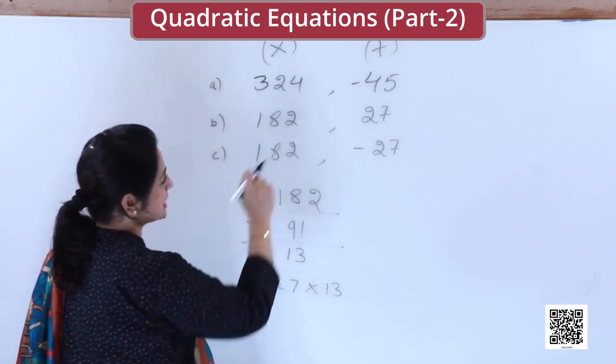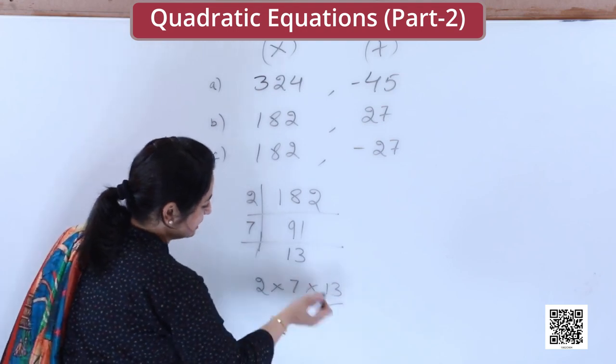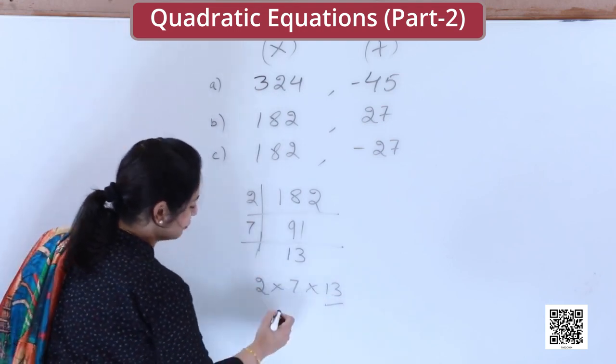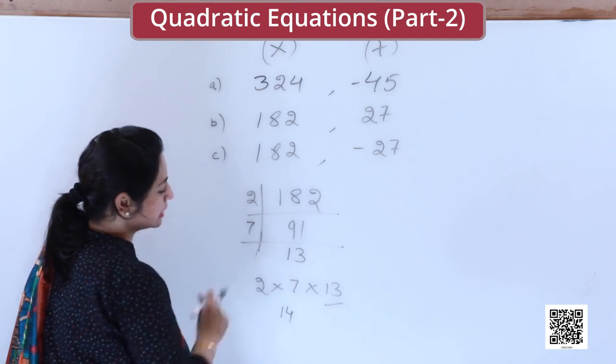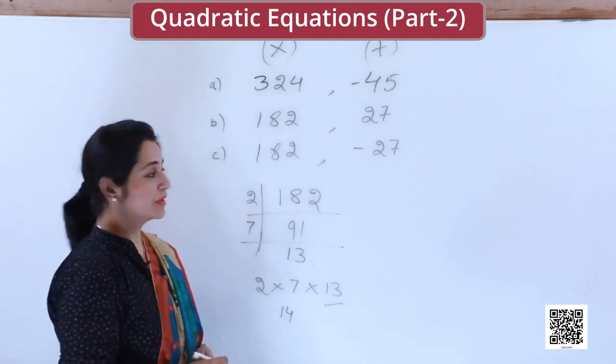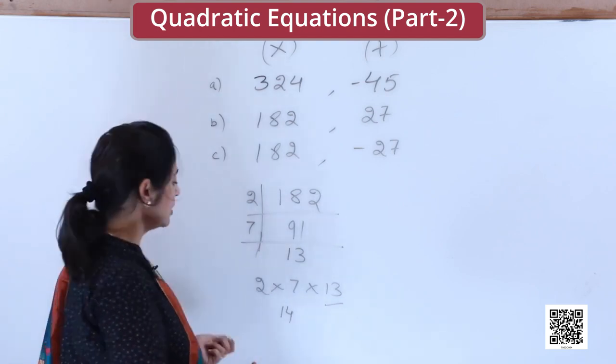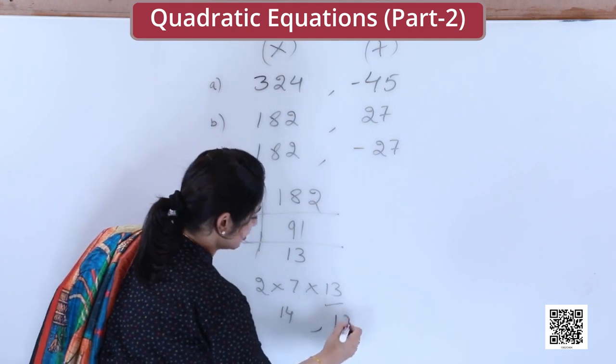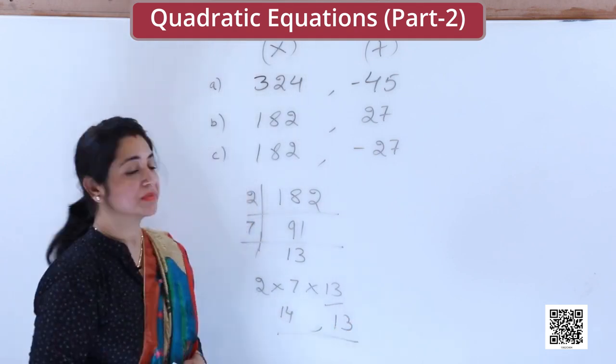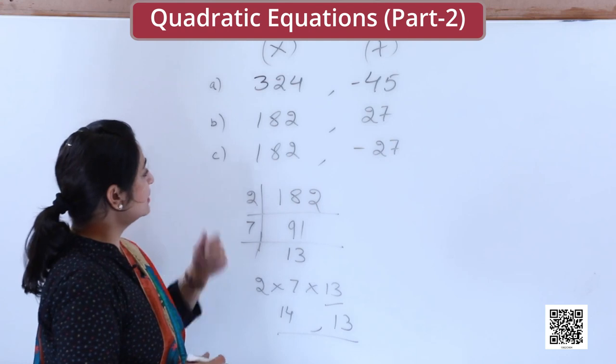Now we need the sum as 27. So leaving 13 like this only, 7 2s are 14. So 14 plus 13, will it make 27? Yes, it will make 27. So our answer will be 14, 13. So these two are the numbers. Now let's look at the next one.